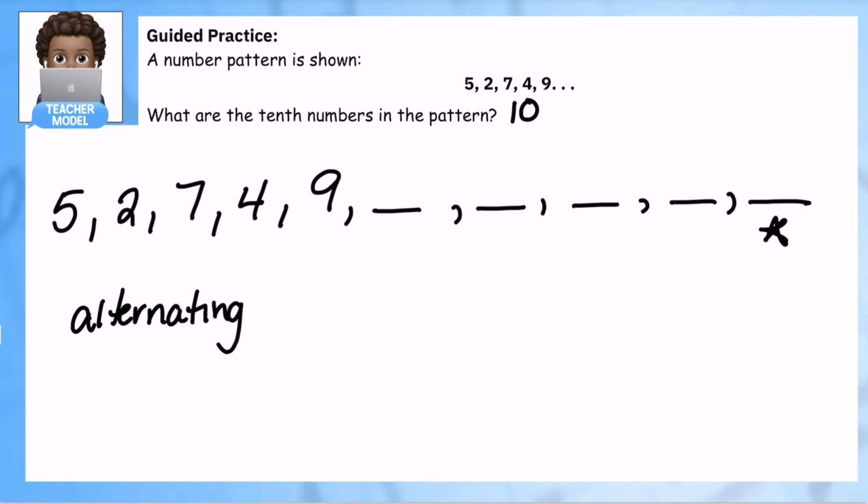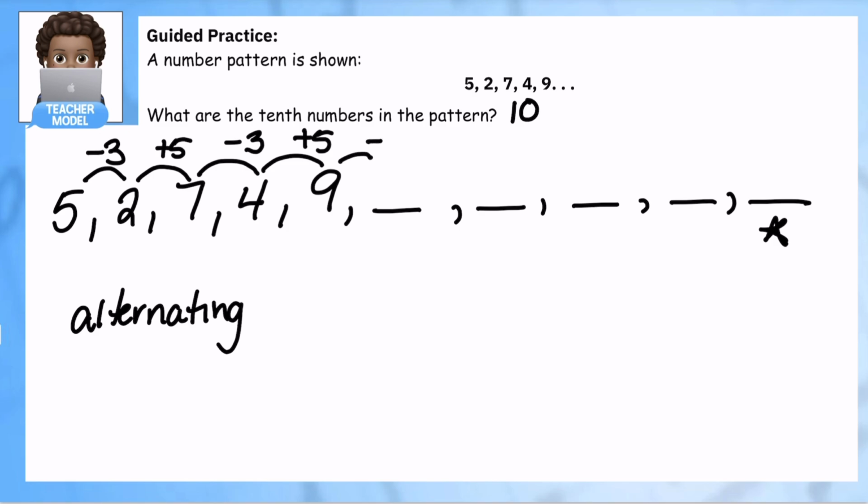So we start over here. What's happening from 5 to 2? It's going down 3. And then to go from 2 to 7, we're adding 5. So let's see if that alternating pattern continues. To get from 7 to 4, we're going down 3. And from 4 to 9, we're adding 5. So we did figure out the pattern. So far it works. So now we have to continue the pattern.